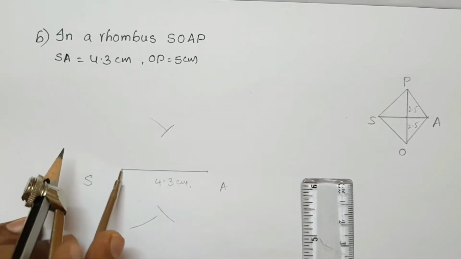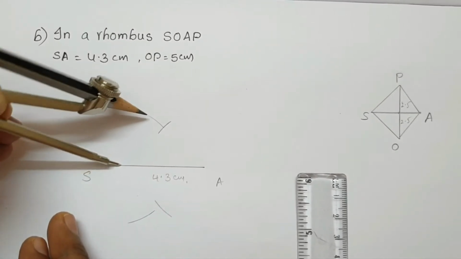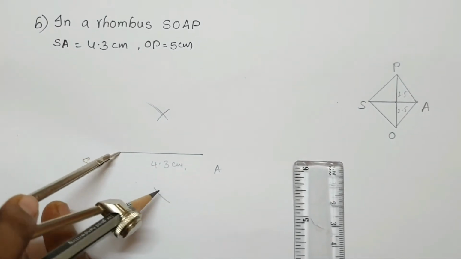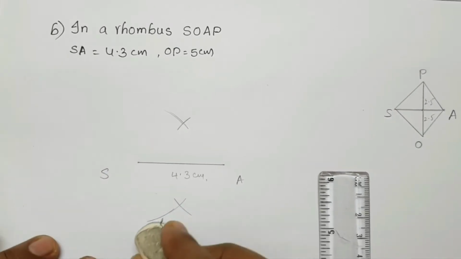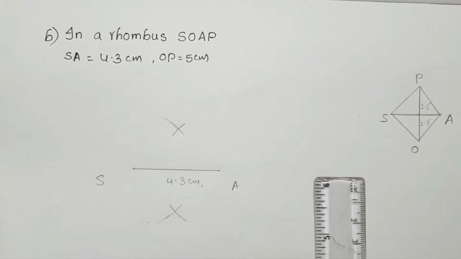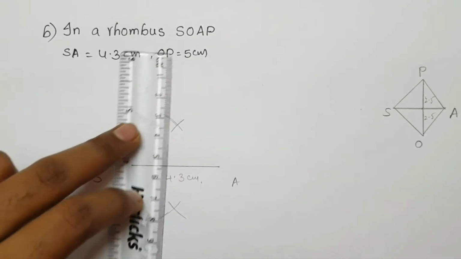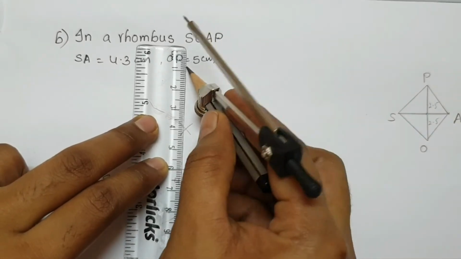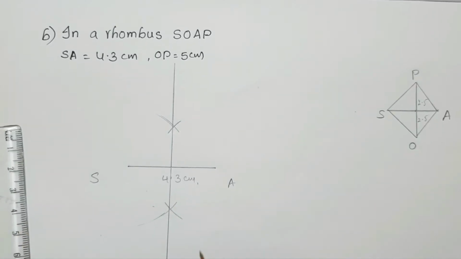Again from S, draw more than half arcs above and below. Now draw the perpendicular bisector of SA. This is the perpendicular bisector of SA.